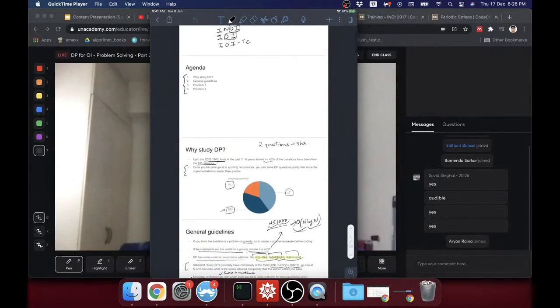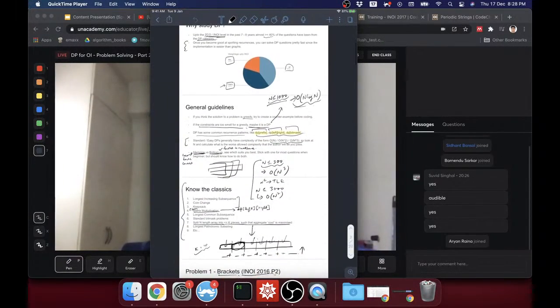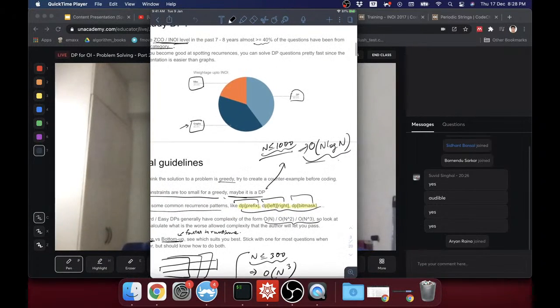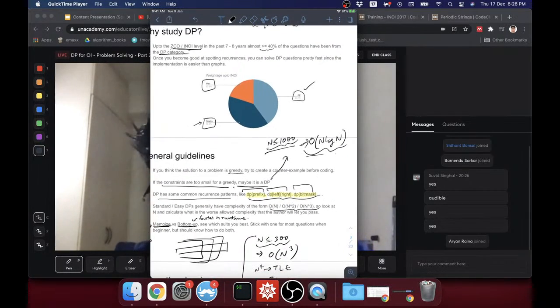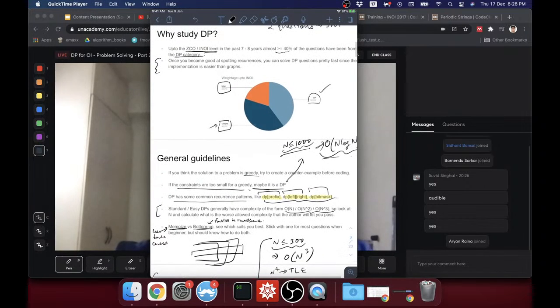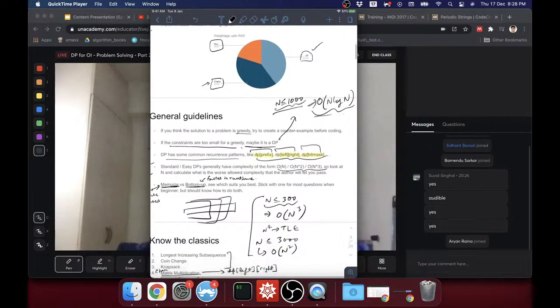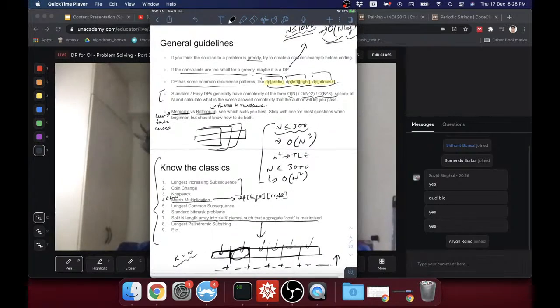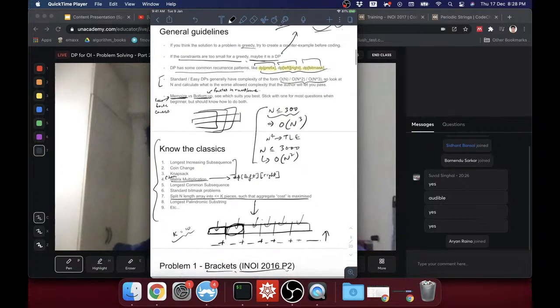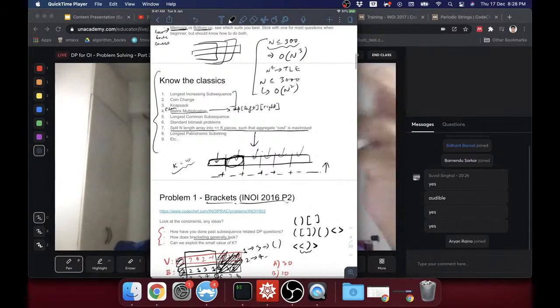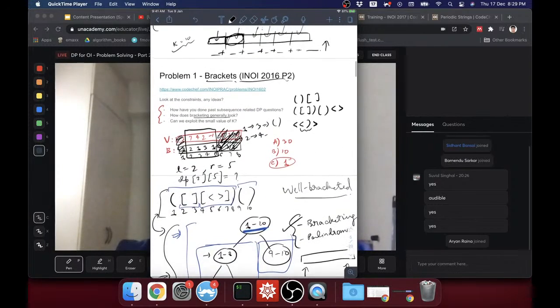It was part 1. We discussed why we should study DP. It's mainly because it's like 40% of the questions that are generally asked from an INOI or a ZCO perspective. Then we said what are the general guidelines that one should follow about DP. We should know the classic problems in DP, and that's a prerequisite for this lecture series, that you should be familiar with easy DP questions. Then we did problem 1 brackets, which was an INOI 2016 problem.